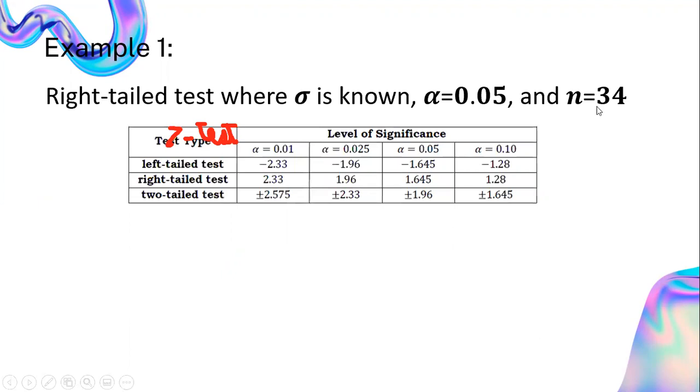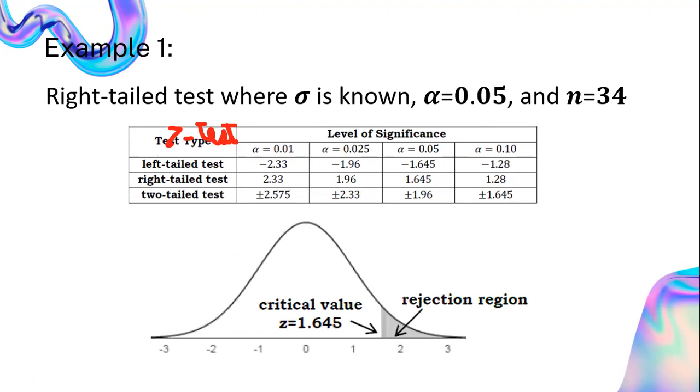Since our n is 34, it has nothing to do with the table, but considering that it's a right-tailed test at 0.05 level of significance, then the critical value of z is 1.645. So that will be the critical value, the 1.645 here in between the 1 and 2. And since it's a right-tailed test, you have the rejection region at the right tail. Is that clear? Okay.